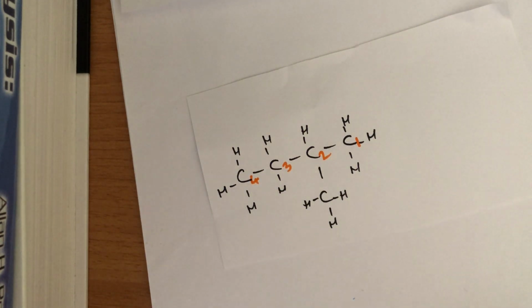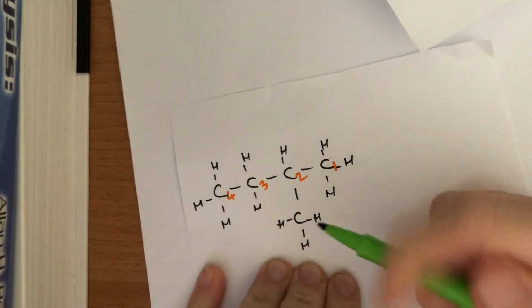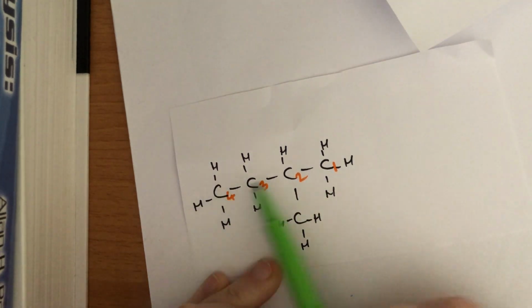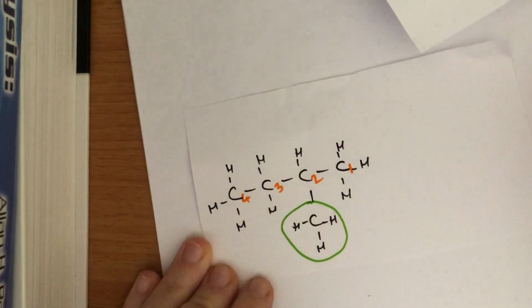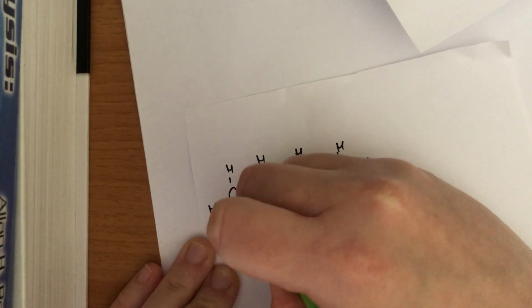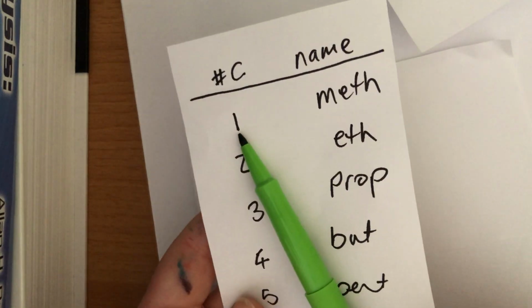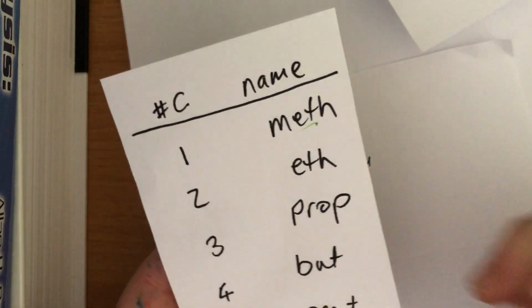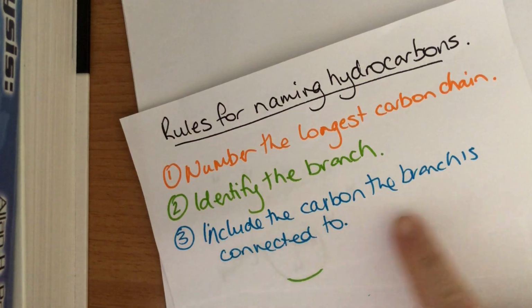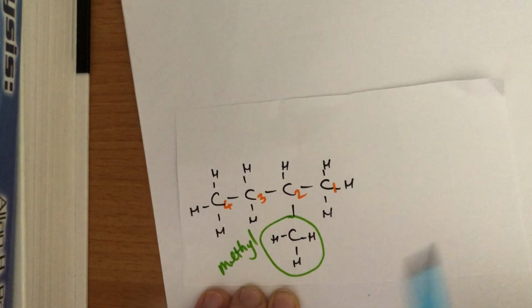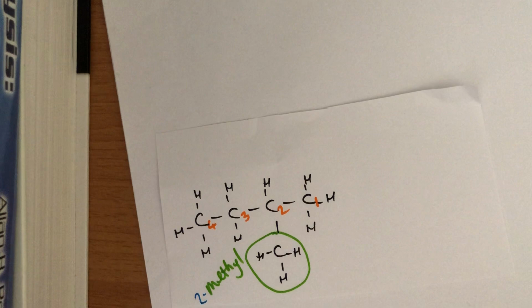The second rule is to identify the branch. So this is the branch. If you think of this as the tree trunk, it's got branches coming off. This here is the branch, and it is a methyl group. It's a methyl group because it only has 1 carbon, and 1 carbon means it starts with meth, so it's methyl. And then the last rule is to include the carbon the branch is connected to. This is connected to carbon number 2, so it's going to be 2-methyl.